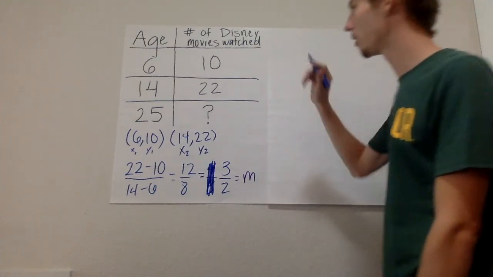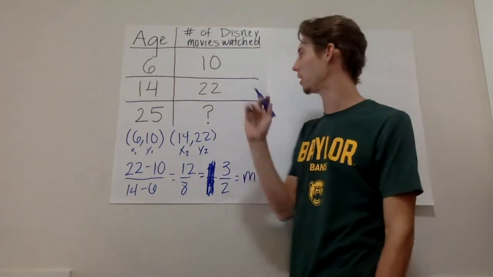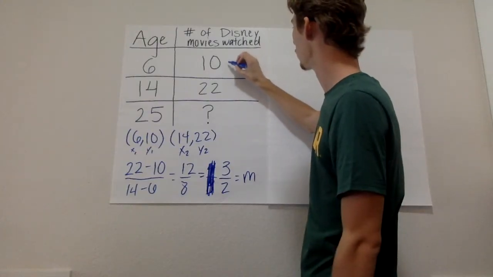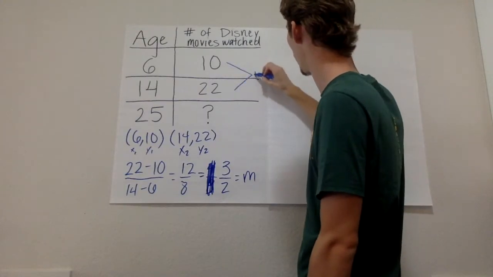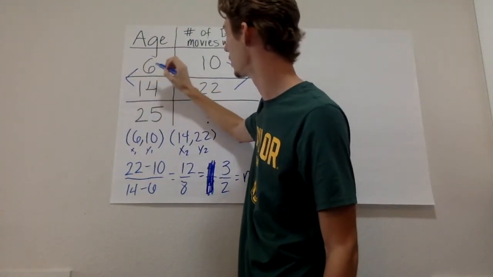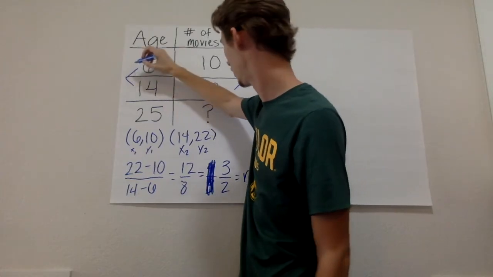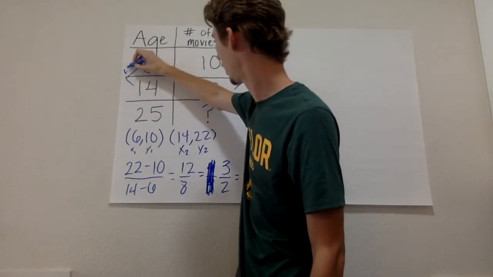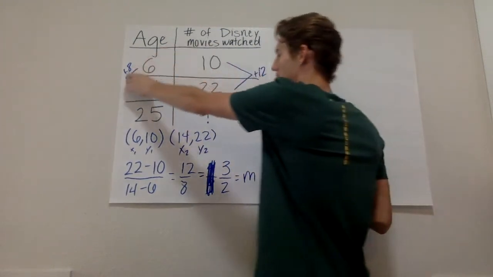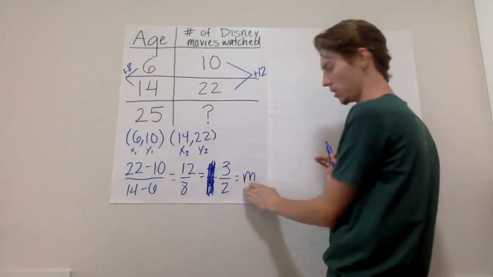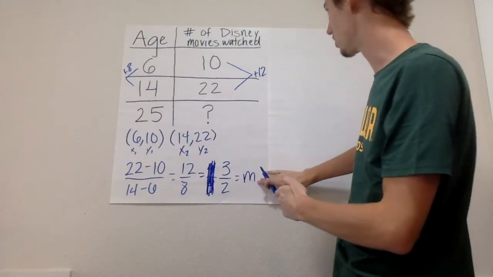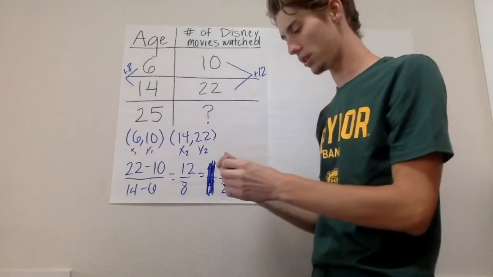Now the other way I was going to say is we could also do change in y over change in x. So from 10 to 22, you're going to add 12, and then from 6 to 14, you're going to add 8. So the change in y over the change in x would be 12 over 8, and we could do the same 3 over 2 here. So we've got a slope, and we've got some points here to work with.